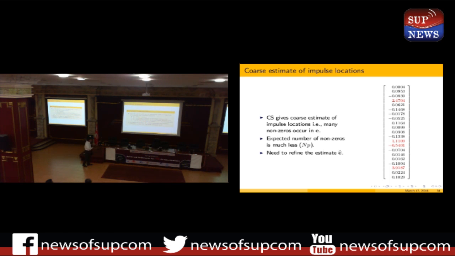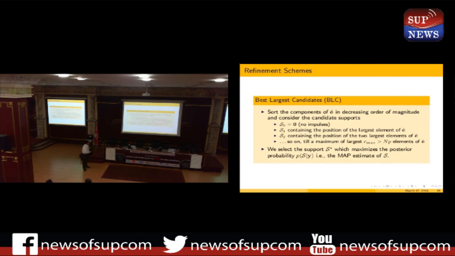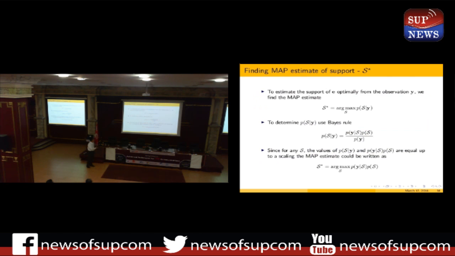Then I'm going to find the probability of the location, maximize the probability of the support given Y. What does the support mean? Support means the location of the non-zeros, okay? So how do I find this probability? Well, I want to find argmax over all S's given Y. By Bayes' rule, it's going to be probability of Y given S times P of S divided by P of Y. P of Y is irrelevant because it's the same for everybody, so I want to maximize this. I want to find the MAP estimate of the support.